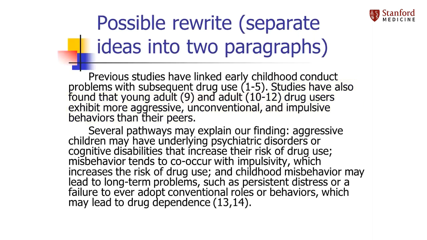Then I broke off into the second paragraph. Several pathways may explain our finding. Aggressive children may have underlying psychiatric disorders or cognitive disabilities that increase their risk of drug use. Misbehavior tends to co-occur with impulsivity, which increases the risk of drug use. And childhood misbehavior may lead to long-term problems such as persistent distress or a failure to ever adopt conventional roles or behaviors, which may lead to drug dependence.